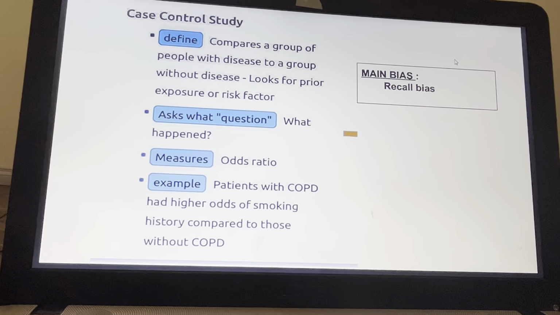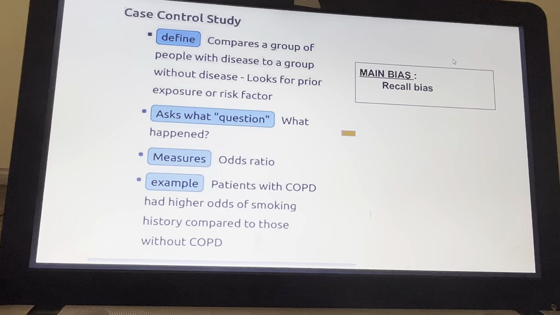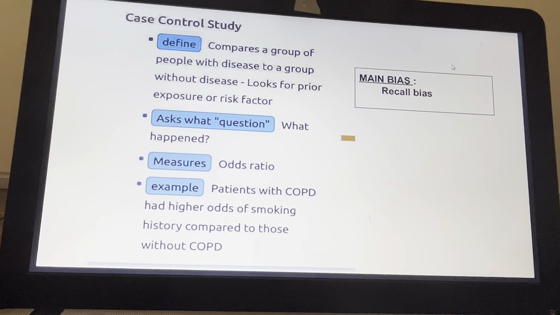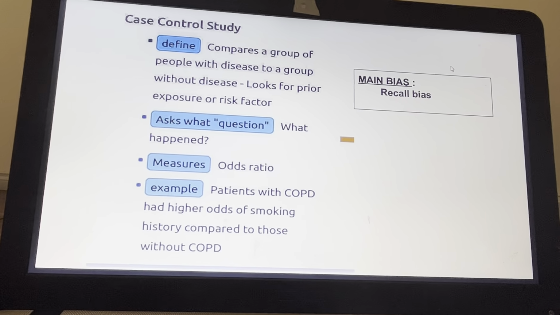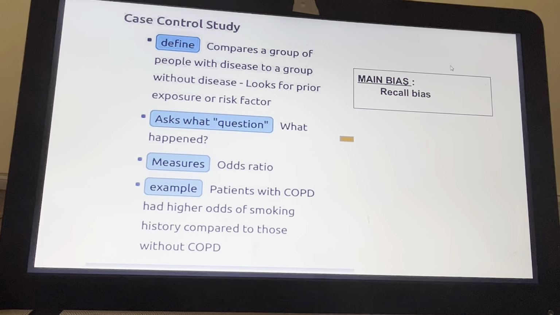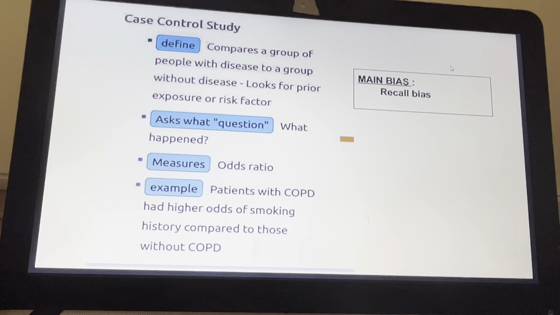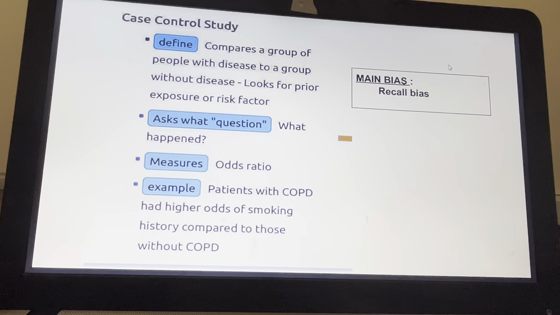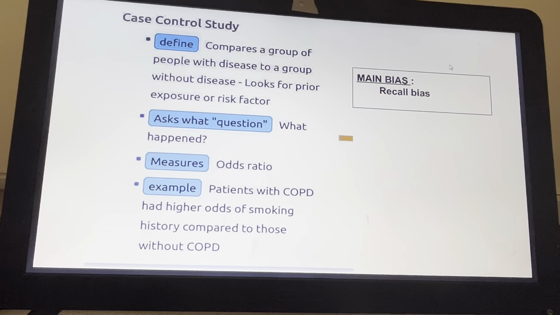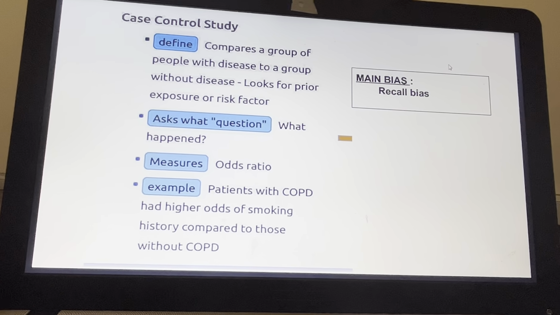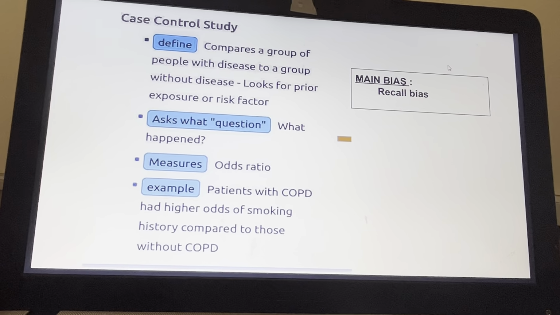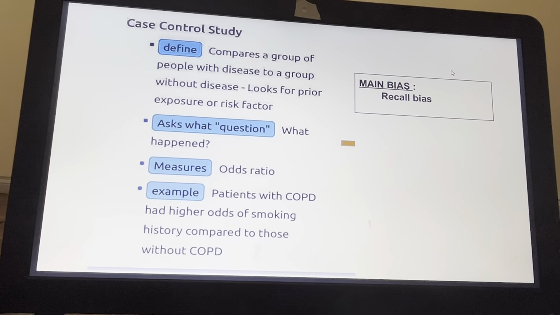So it's a very important study, and when you're trying to identify this study, in the question you have to see, okay, they are giving the patient with COPD, meaning they already have the disease, and then they are measuring the odds of smoking and so on. And the second thing we have to remember is the odds ratio. Okay, and it is a very important study.